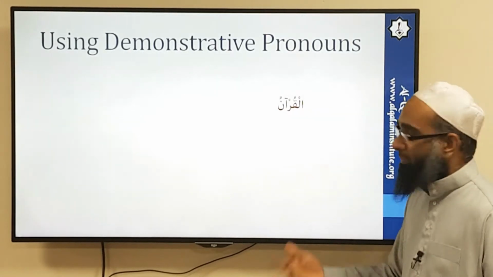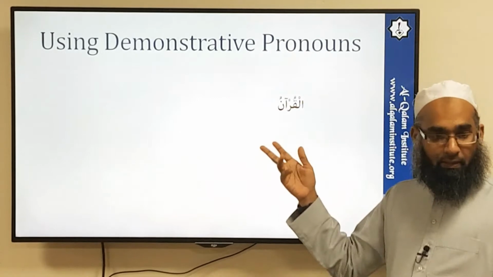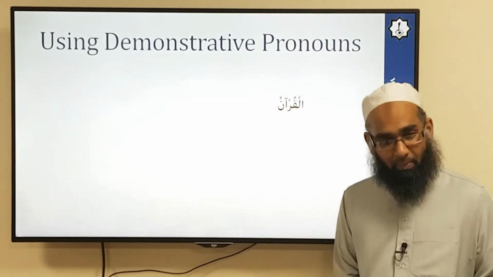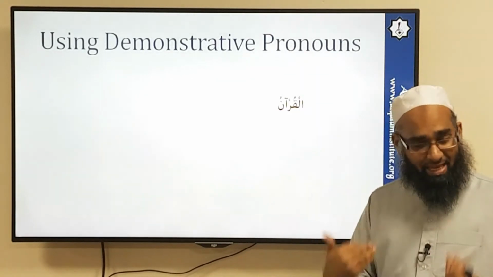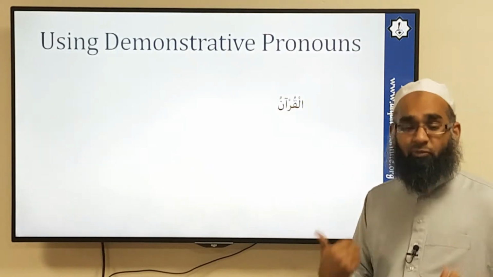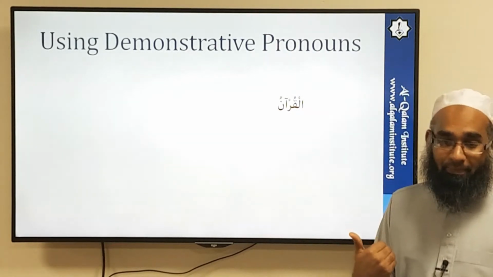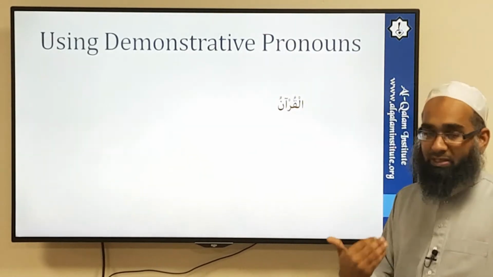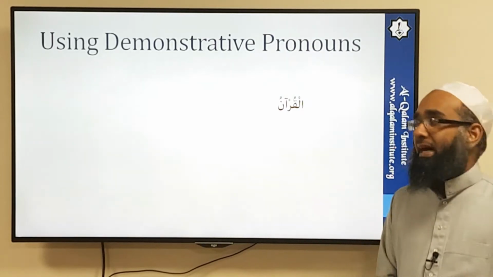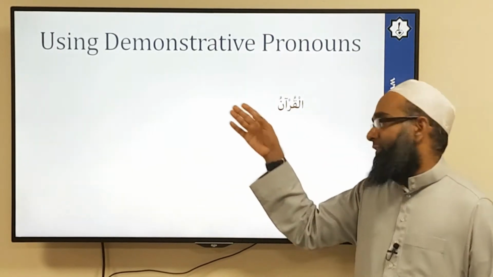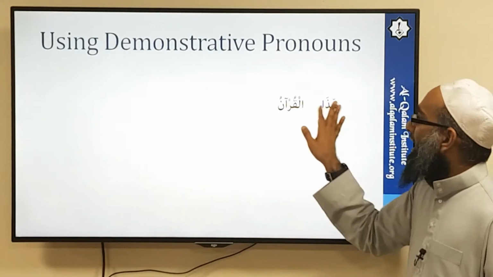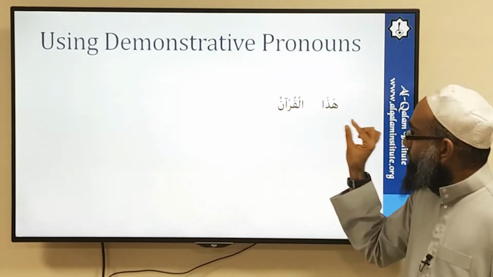Because Quran, grammatically, is it Mudhakkar or Mu'annath? Mudhakkar. It doesn't have any gender, but grammatically it's Mudhakkar because no ta marbuta, and it doesn't refer to a human being which is feminine. Now, if you want to say this, what would you have to add before the Quran? Hadha. And if it was that, you have to say Dhalika. Dhalika al-Quran. And for this example, we say Hadha al-Quran.